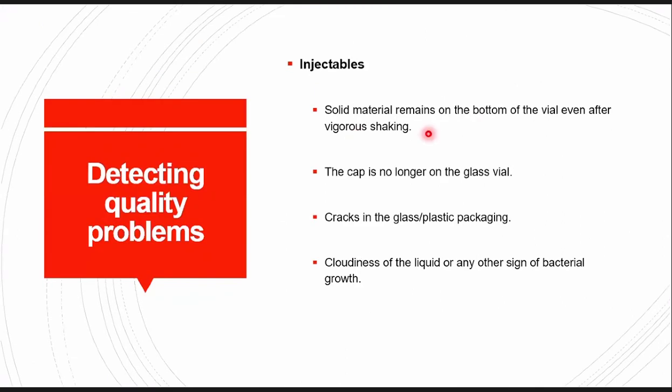Injectables: check if there are any solid materials in the vial after you shake vigorously. For vials, check if the cap, the cap that closes the container, is intact. Also check for cracks, and check for cloudiness of the liquid. For example, in solutions, if bacterial growth settles in, you can see that the liquid will begin to be cloudy.